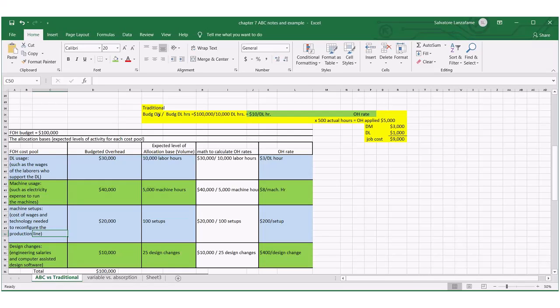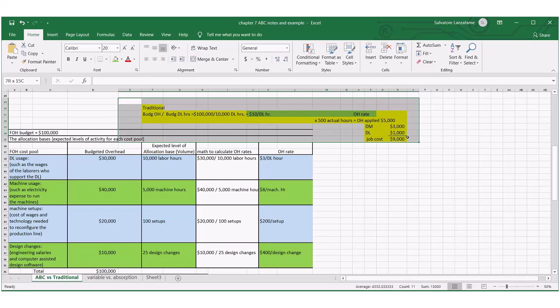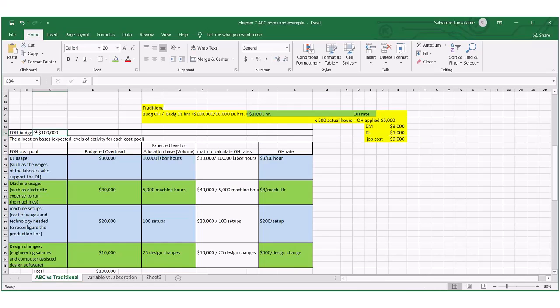So if we were doing this the traditional way, we would take this $100,000 and we would divide it by the 10,000 direct labor hours. Right? 100,000 divided by 10, we got $10 per direct labor hour. And then we would multiply it by the actual hours, which would be figured and given to us, and we came up with 5,000. However, what if we're able to say, we budgeted out of this 100,000, 30 of it for direct labor usage, 40 of it for machine usage, 20,000 for machine setups, and 10,000 for design changes.